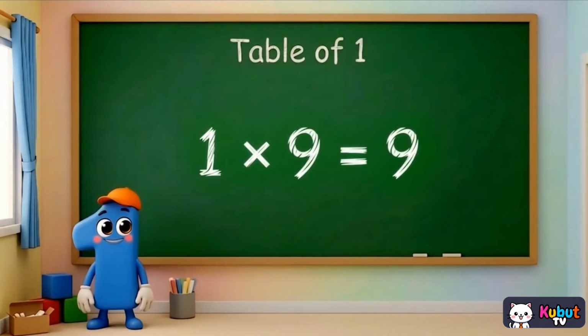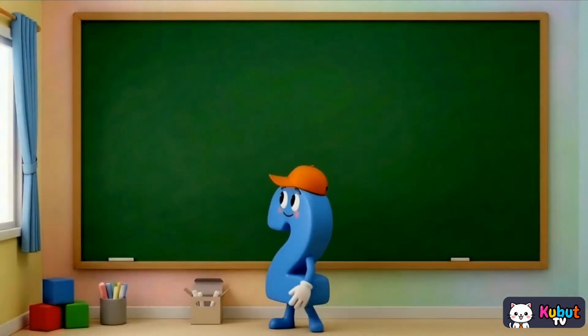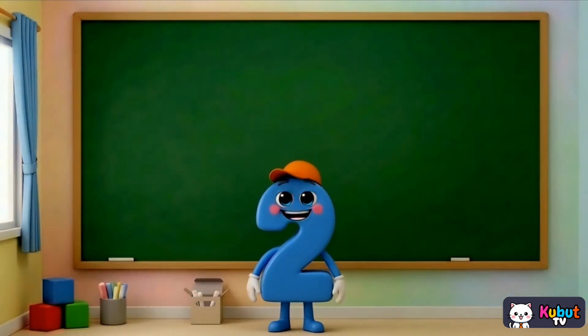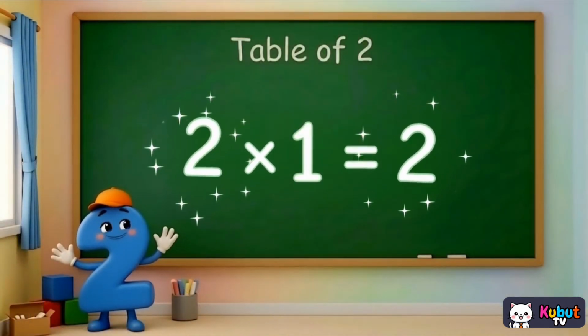1 nines are 9. 1 tens are 10. Great! Now let's learn the multiplication table of 2. 2 ones are 2.